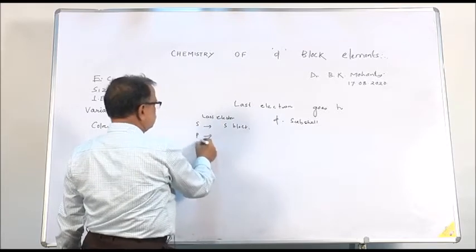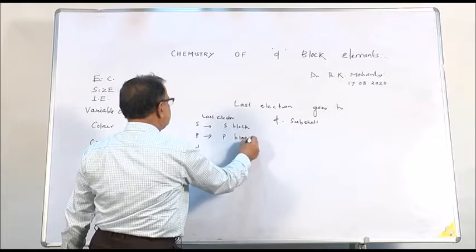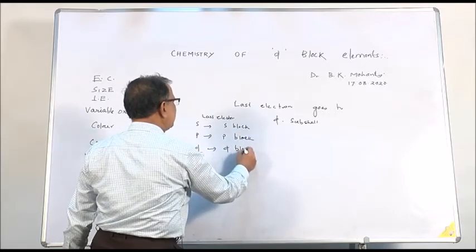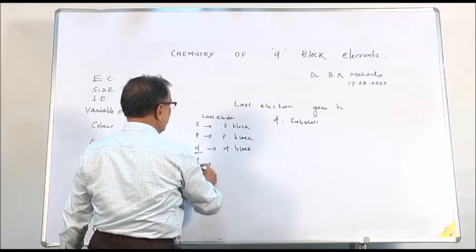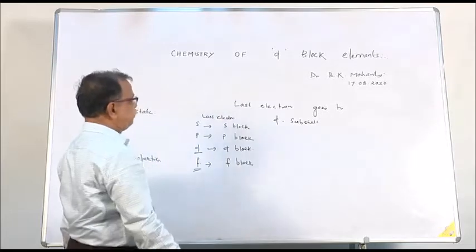If the last electron goes to p orbital, that is called p block. If the last electron goes to d orbital, that is called d block. I will give you an example also. If the last electron goes to f orbital, that is called f block. Let us take an example.